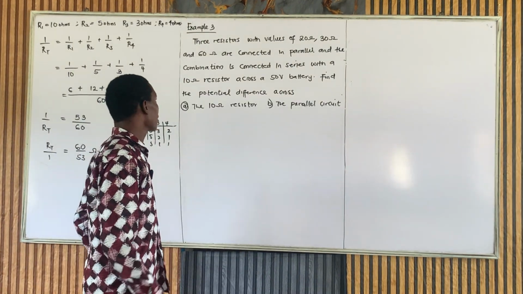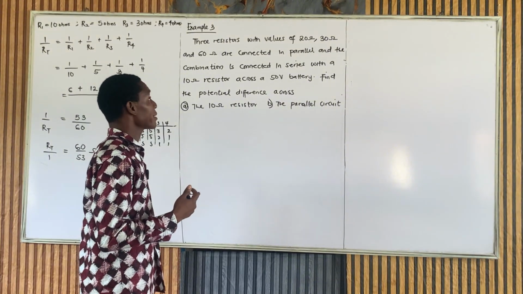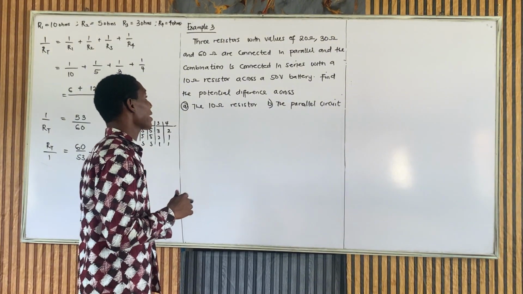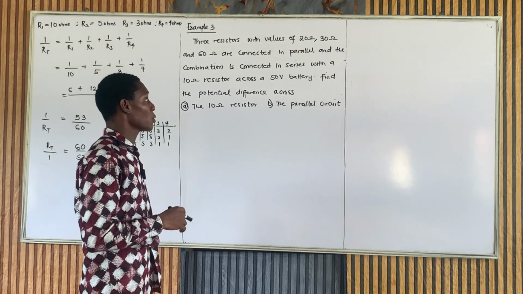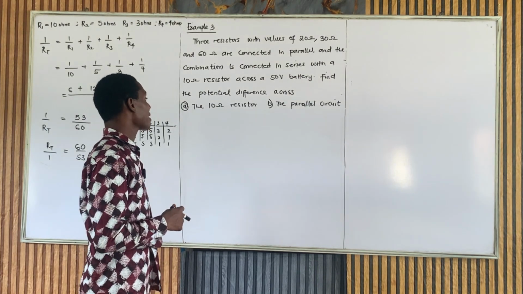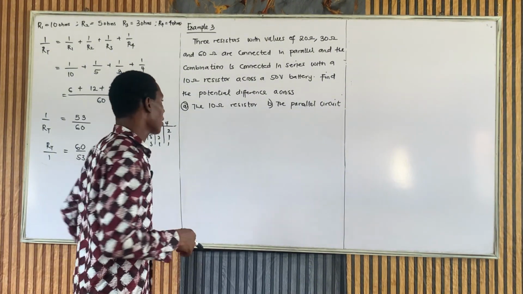Example 3. 3 resistors with values 20 ohm, 30 ohm, and 60 ohm are connected in parallel, and the combination is connected in series with a 10 ohm resistor across a 50 volt battery. Find A, the potential difference across the 10 ohm resistor and B, the parallel circuit.